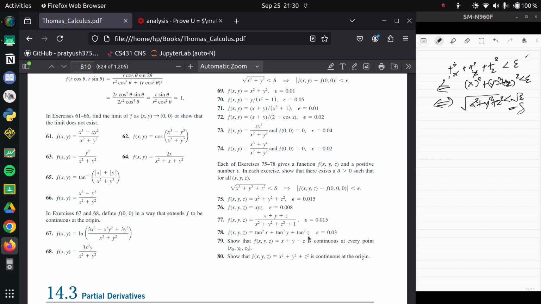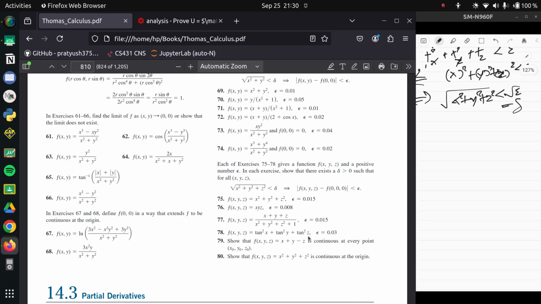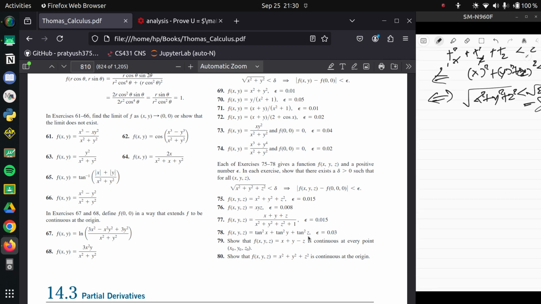Show that this function is continuous at every point. What do I have to show exactly? Okay, so at x0, y0, z0, the function value is just this. So for every epsilon, we just set L to be equal to this.